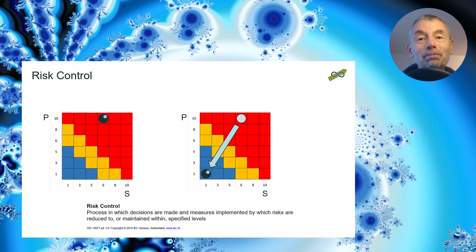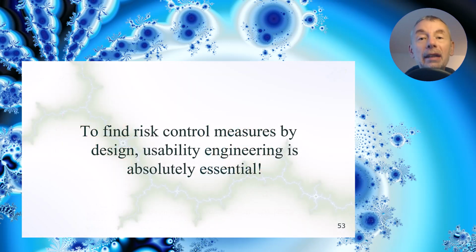Now, basically, if you want to find the risk control measures, these are the things you do to get these risks down, and they need to be done by design. Well, usability engineering is absolutely essential. And it's not only essential for the use error related risks, it's essential for all kinds of risk mitigations.